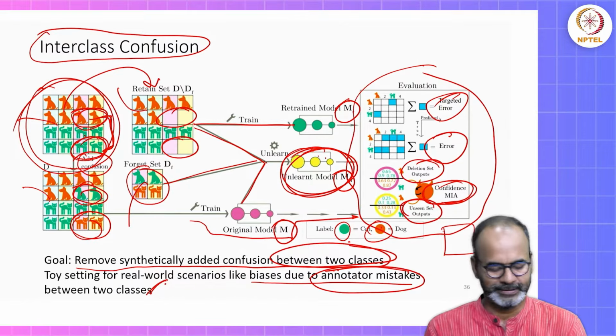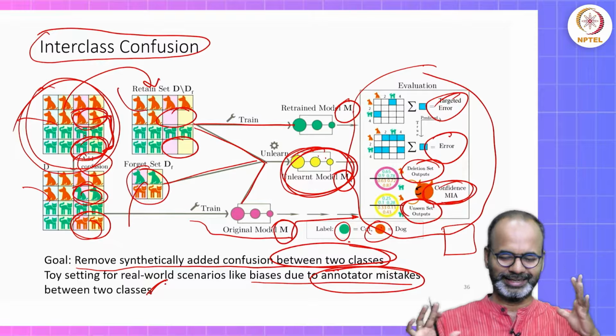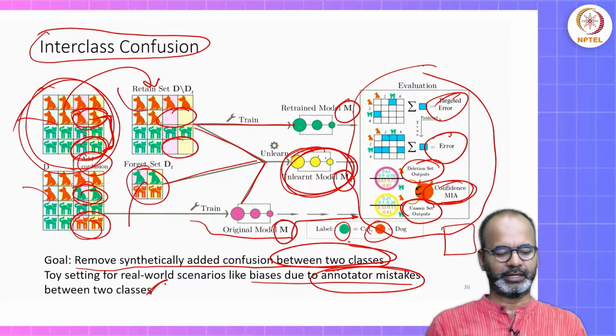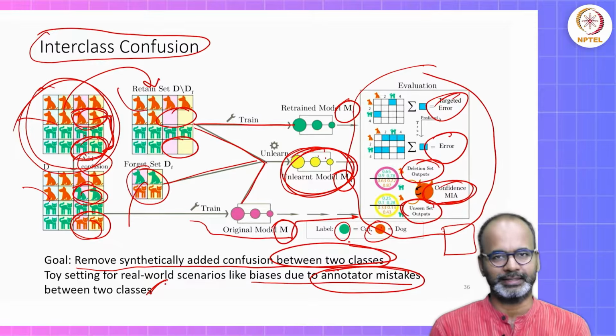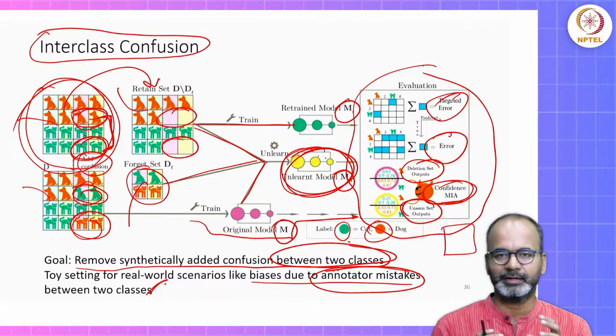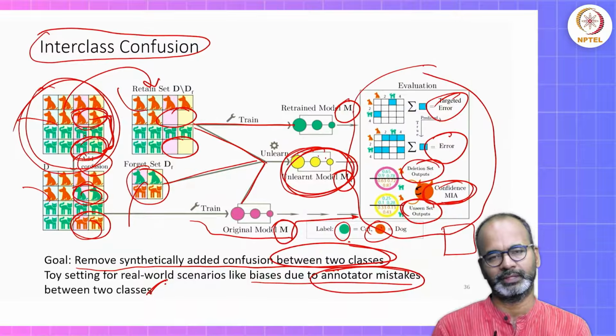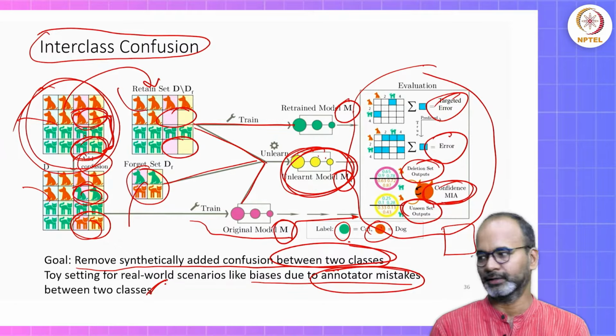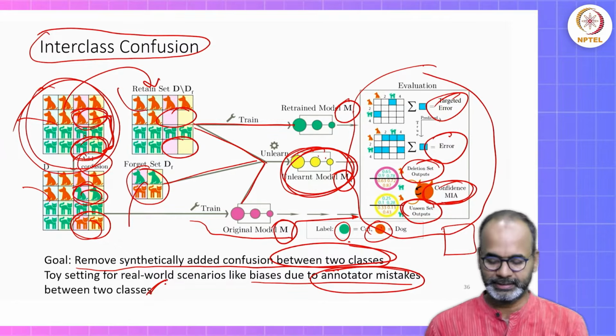Right? So that's what is in this entire slide. This is a slightly dense slide, but don't worry. I think the idea is that interclass confusion is a metric that one could use in terms of measuring the unlearning. Hope that helps. Let's move on.